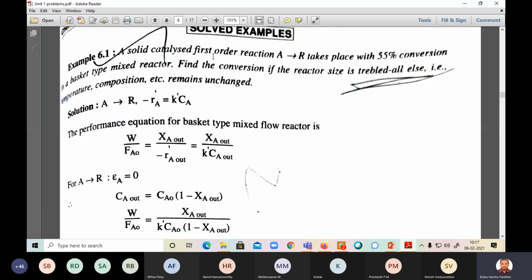A solid catalyzed first order reaction. He himself is giving it is first order. Takes place with conversion also is giving 55% conversion. Is giving it is mixed flow reactor. So we have to use the mixed flow expression. Is telling if the volume is increased thrice, if the reactor size is increased thrice, then what will happen to this conversion? Whether it will decrease or increase, right?